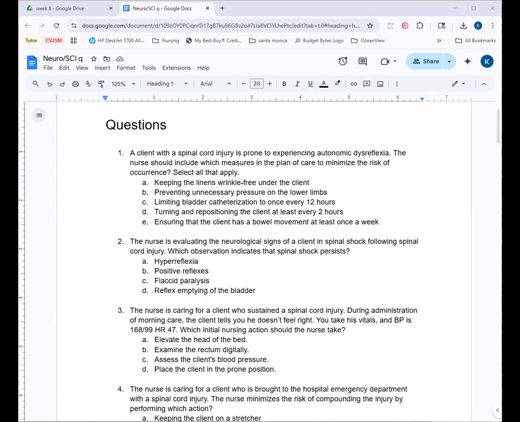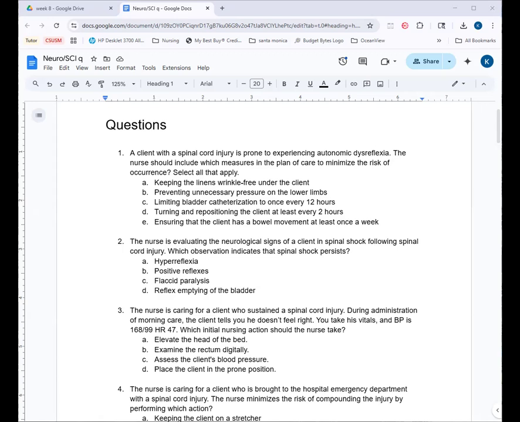A, B, and D. So make sure you keep the linens wrinkle-free under the patient, prevent any unnecessary pressure to the lower limbs, or I guess in general, really. And turn and reposition at least every 2 hours, because if we have any kind of stimulation to them or any pain, that is a big cause. So that's good.